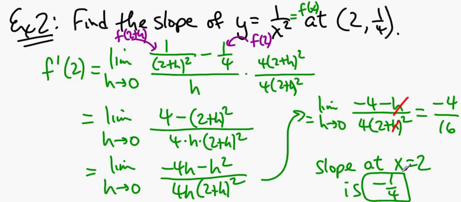And if you're interested, you can take a moment and figure out what the slope is at x equals negative 1. Go ahead. I won't do it until you hit the pause button. I'm assuming you hit the pause button.